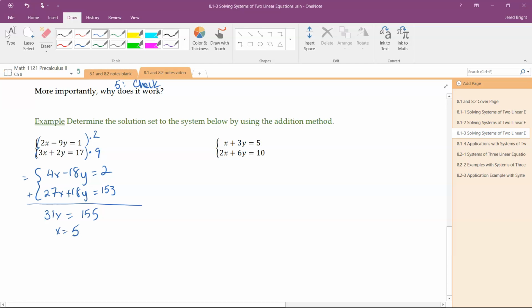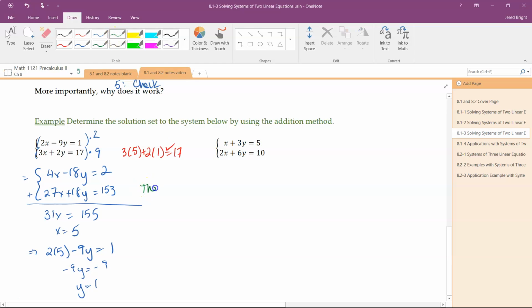Now, to find the value of y, I can pick either equation and substitute that in. I'll pick the first one. So I'm going to get 2 times 5 minus 9y is equal to 1. This is 10. Move that over. I get minus 9y is equal to minus 9. y is equal to 1. And I should check this using the other equation. So 3 times 5 plus 2 times 1 is equal to 17. 15 plus 2 is 17, last I checked, so that works.